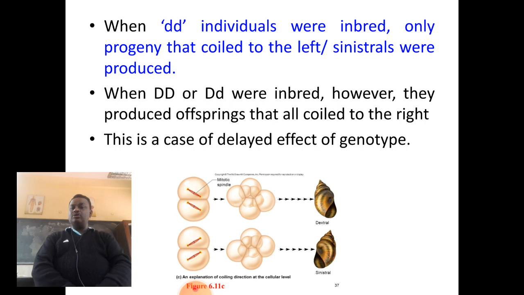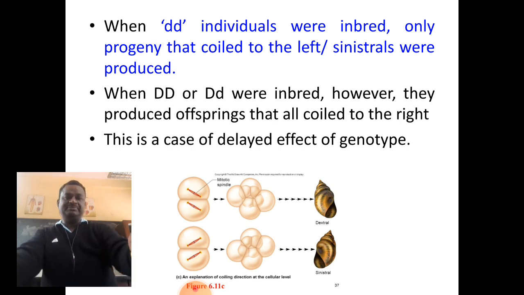When small d individuals in F2 are inbred, when they are crossed with the other organisms, they start following sinistral individuals again, and capital D or capital D small d individuals will follow their nuclear pattern of inheritance. So, what is happening here? In the F2 generations, they are not able to express their character because there is a delayed effect of genotype that occurs in the maternal effect.